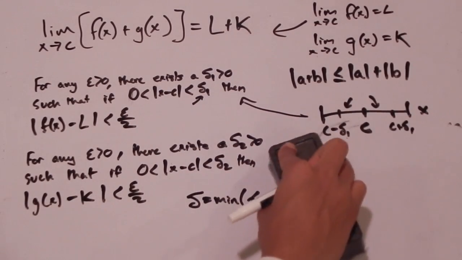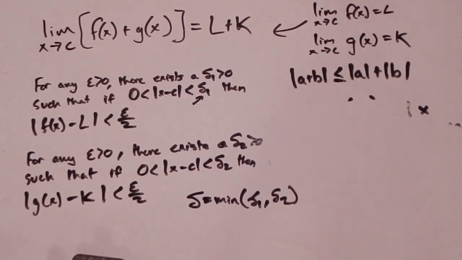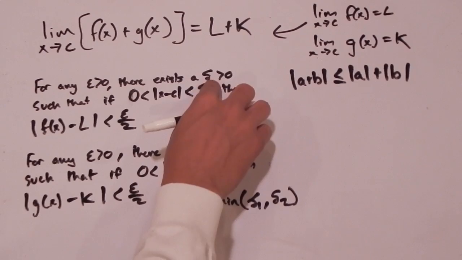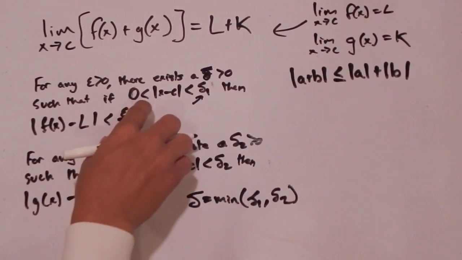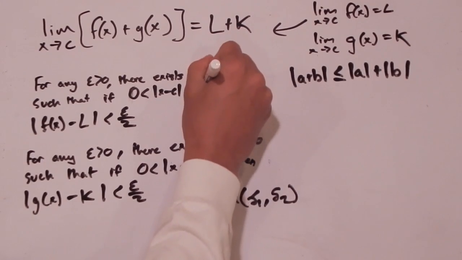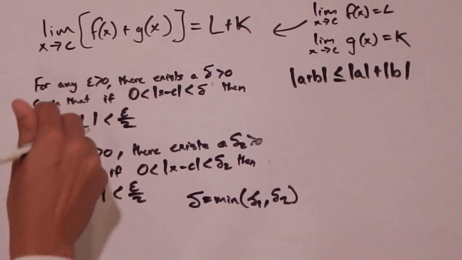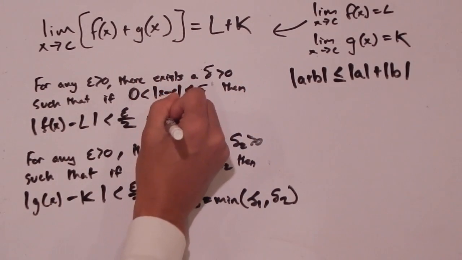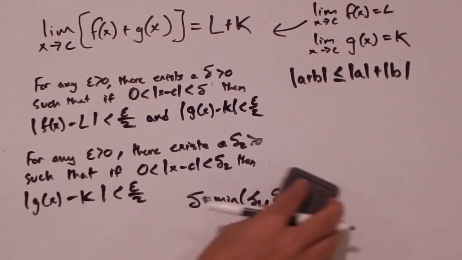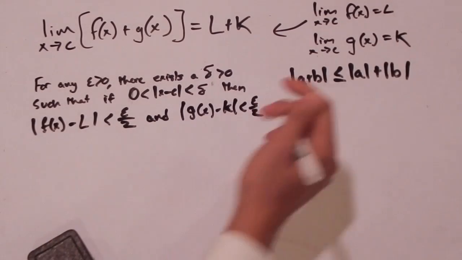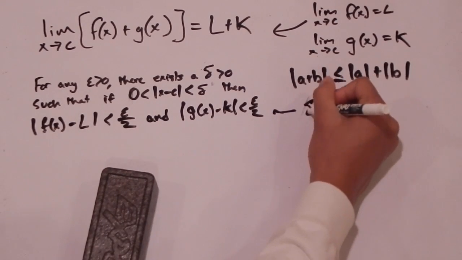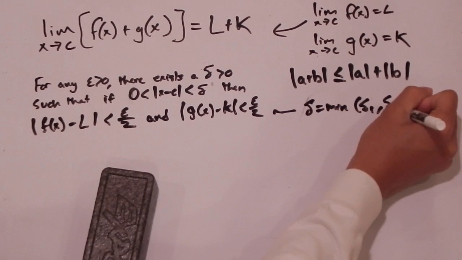So knowing that, where delta is the minimum of those two values, we can rewrite our epsilon delta statement saying for any epsilon there exists a singular delta such that if 0 is less than the absolute value of x minus c is less than delta, and we're just using our delta, which is the minimum of the two values, then this inequality, the absolute value of f of x minus L, will be less than epsilon over 2, and in that same region, the absolute value of g of x minus k will also be less than epsilon over 2. And this is of course when delta is the minimum. We're going to say delta is the minimum of delta 1 and delta 2.